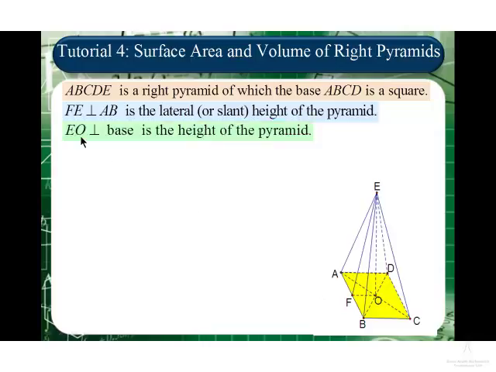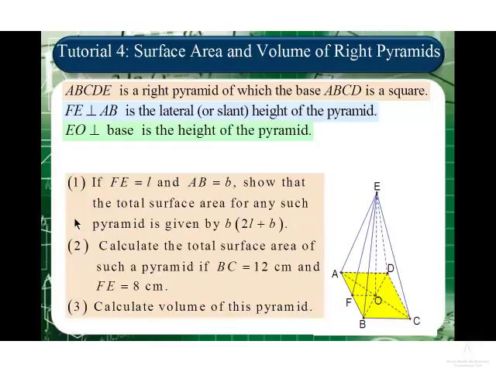Also, EO is perpendicular to the base. That's EO, that's the line that is dropped from the apex or vertex of this pyramid to the center point of the square base. EO is perpendicular to the base, and that represents of course the height of the pyramid as we saw it before.